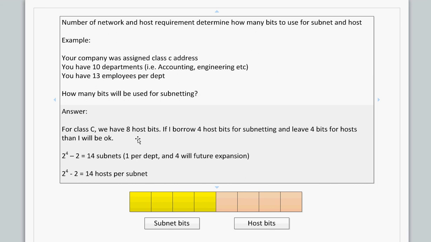For class C, we know that 8 bits are used for the host, and since I have 10 departments, I need at least 4 bits for the subnetting. So 2 raised to 4 minus 2 gives me 14 subnets, one subnet per department, and 4 will be unused, which can be used in the future. My requirement is 13 employees per department, so in that case I have 4 host bits, and 2 raised to 4 minus 2 is equal to 14. So I can assign all 13 employees, and I still have one more address left for future employee expansion.